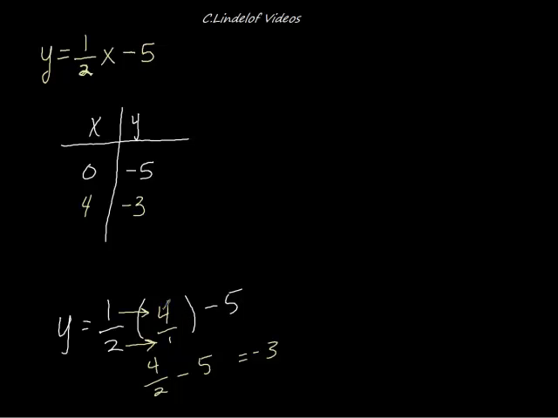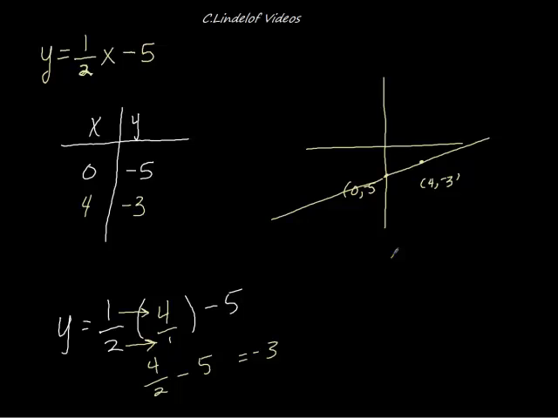Let me check my math here. All right, 4, negative 3. Again, a quick sketch of our graph. We have 0, negative 5, and we have 4, negative 3, maybe it's here. Draw a line that passes through both points, and there's our function.